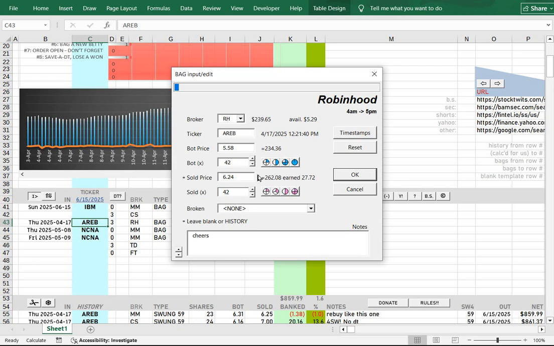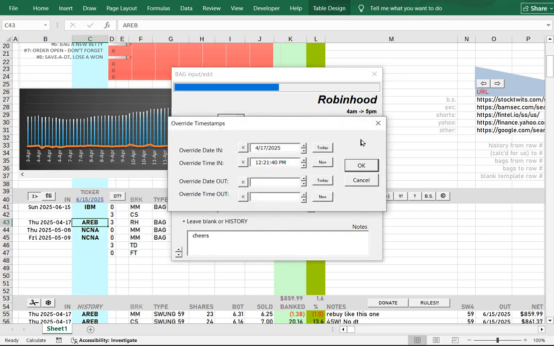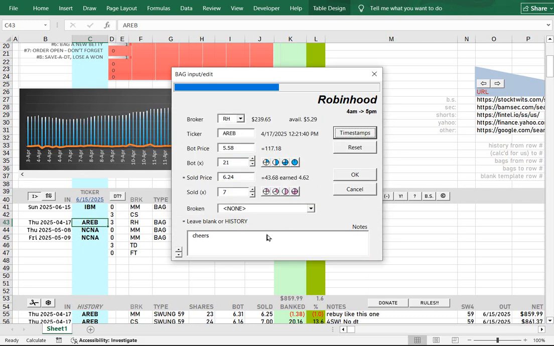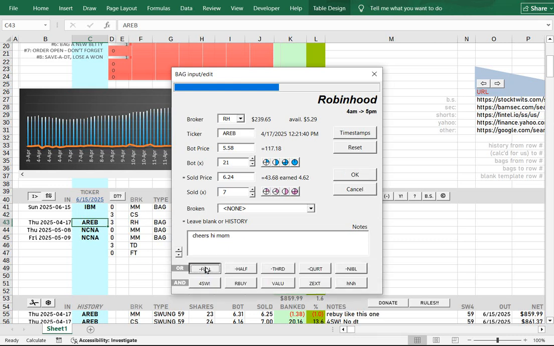It too is designed for speed and includes helpful tools to calculate position size, scale out of a position, mark trade as rule break, or override the timestamps. Your comments can be invaluable reflection. Use the jive stamps to journal quickly. Let's close this position now.